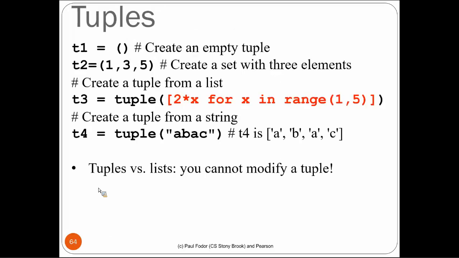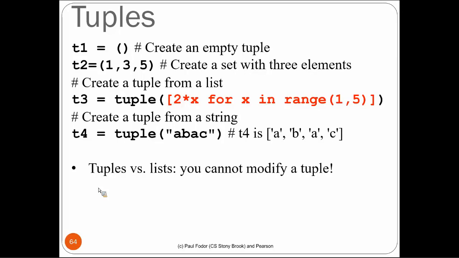Tuples. So as I said earlier, we are going to go over 4 different types of data structures in Python, the most useful ones. The first one was lists. The second one is tuples. Tuples are a little bit different than lists in the fact that you cannot modify them. Once you create them, you can't insert elements in the tuple at any location.